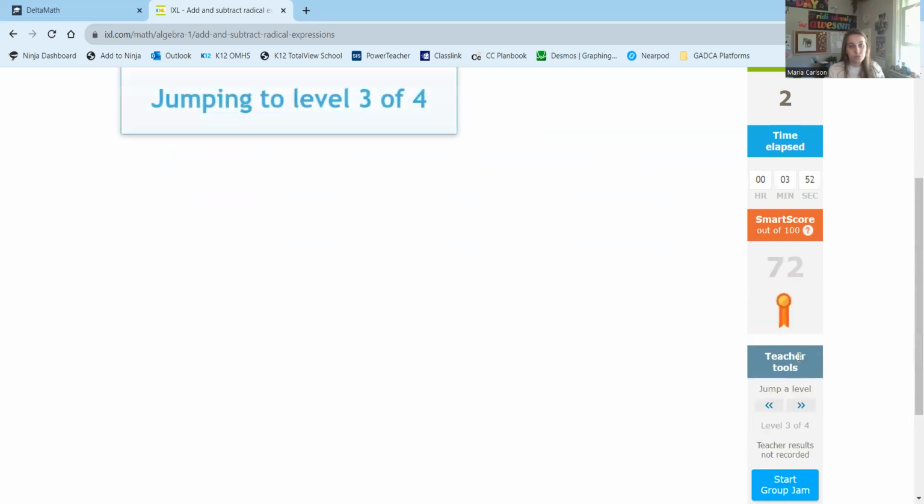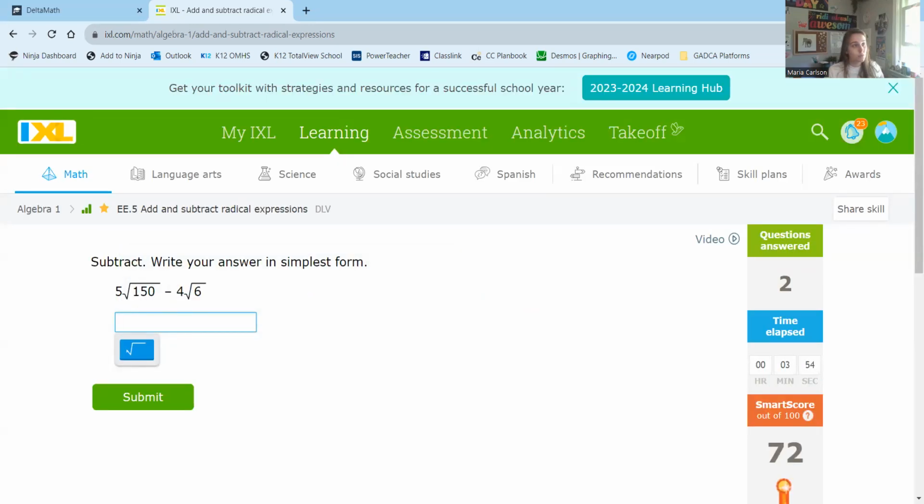I want a subtraction one. All right, here's a good one. We have 5 times the square root of 150 minus 4 square root of 6. So I have to simplify both my left and my right terms.